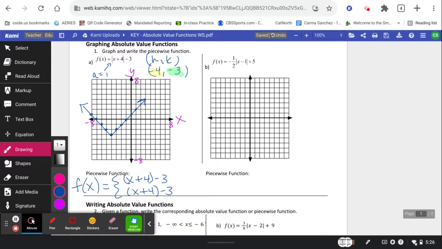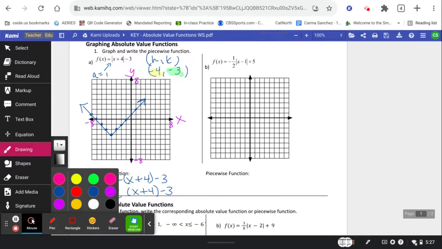But notice that the graph is going down first and then up. So remember that one is going to have a positive slope and one's going to have a negative. So in this case, the top function, it's going down first and then up. So negative x plus 4 minus 3 and positive x plus 4 minus 3.